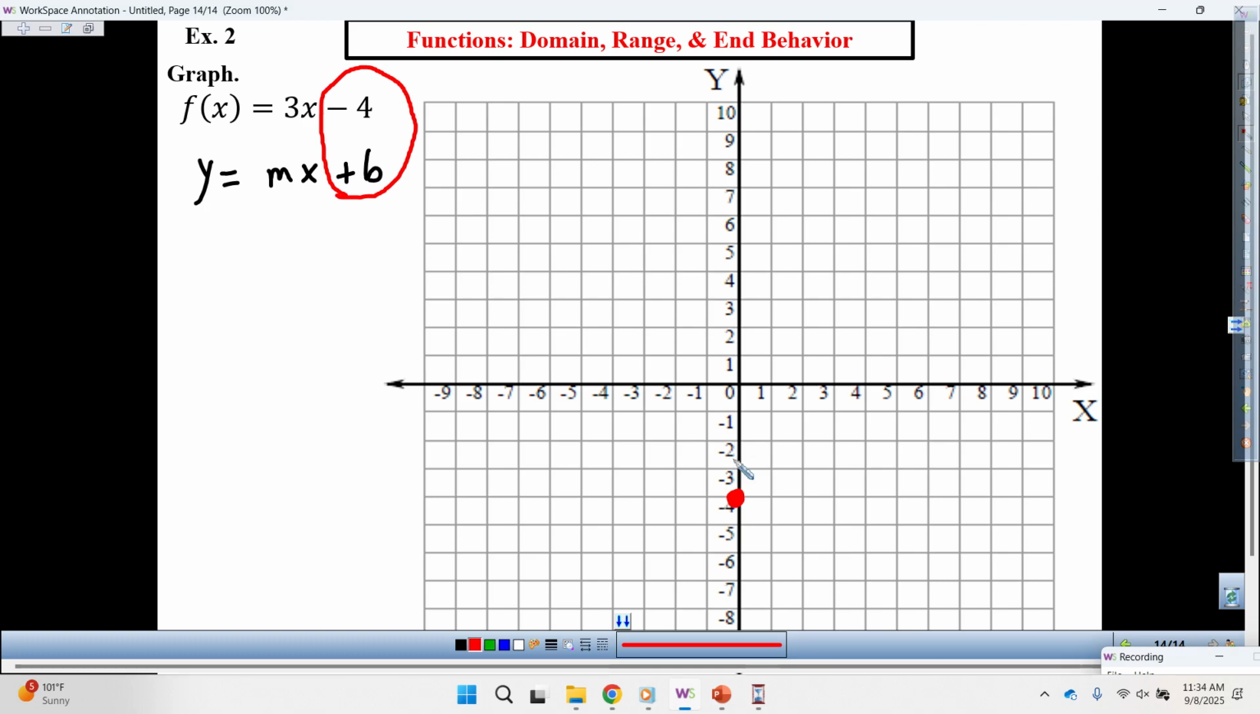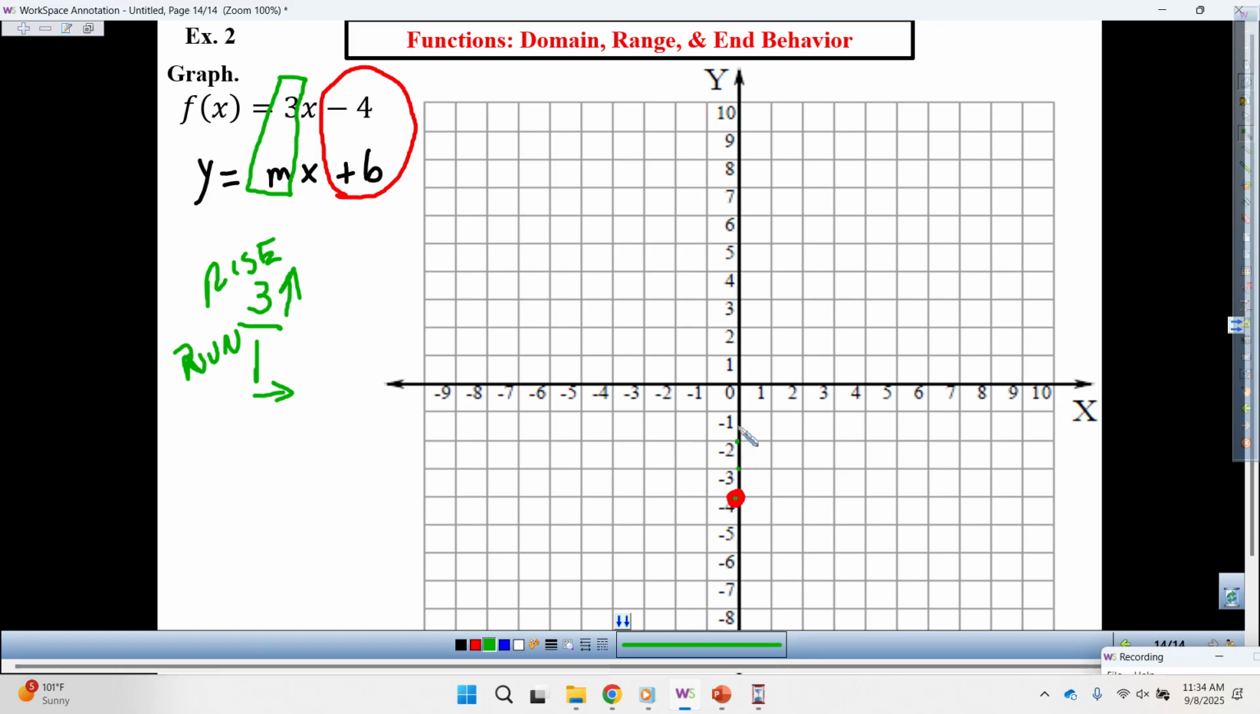Next, we need a slope to go from point to point. What is our slope, everyone? 3, but we need it in rise over run. So what can we write on the denominator if it's a whole number? 1. So this is rise over run. That means 3 steps up and 1 to the right.